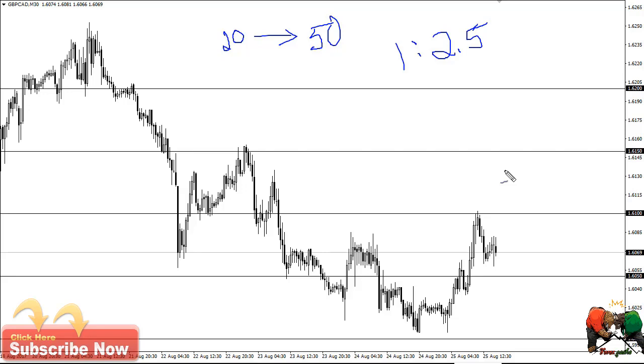There will come a time when they don't work out. There are also some caveats I would add to this. So, for example, if you're looking down here, you can see that 160 wasn't hit. We got within a couple of pips. Well, at this point, is there any reason to take a loss? I don't see that at all.